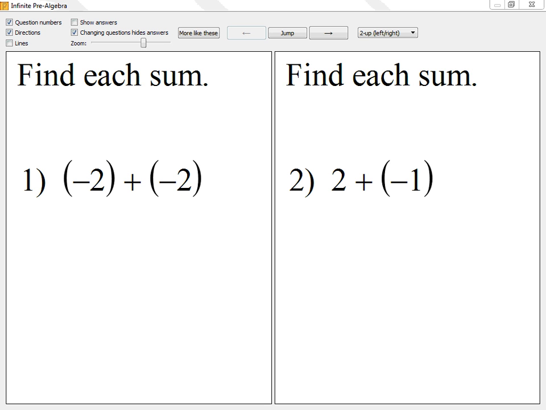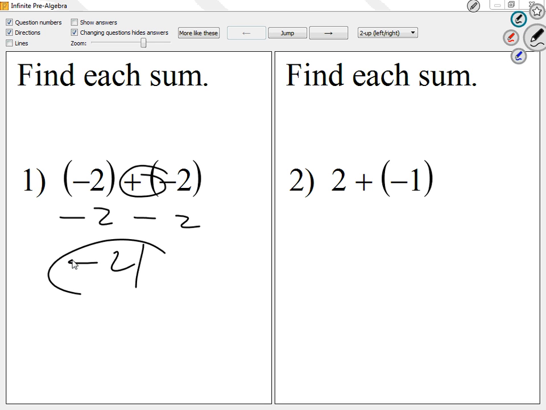All right, looking at the first question, find each sum. For the numbers, when they have different signs, let me write this without parentheses. I'm going to write -2 minus 2. When they have different signs, it's a minus. Plus a negative is a minus. So -2 minus 2. When the numbers have the same sign, we add. When they have different signs, we subtract. So in this case, I'm going to add them, 4, and keep the sign.